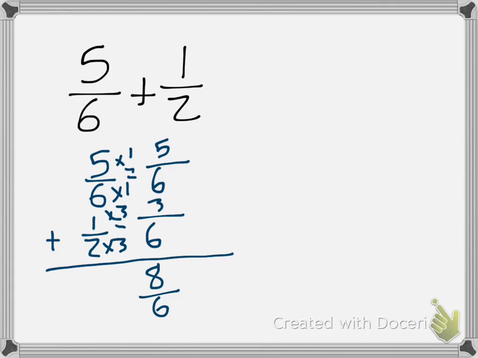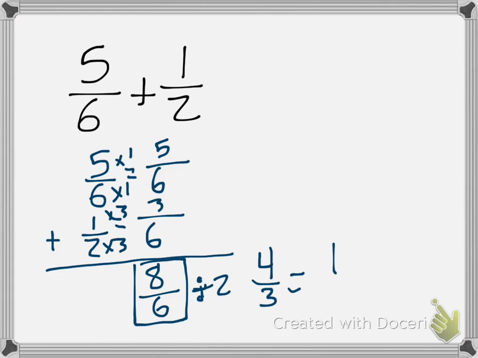All right? Now, this is the correct answer. That's your answer right there. It's not in simplest form, so let me put this in simplest form really quick. I'm going to simplify by dividing each by 2. That's going to give me 4/3. And I look at this and I say, okay, well, the numerator is larger than the denominator, so this is actually going to equal 1 and 1/3. Because 3 goes into 4 once, and you're left with 1/3.